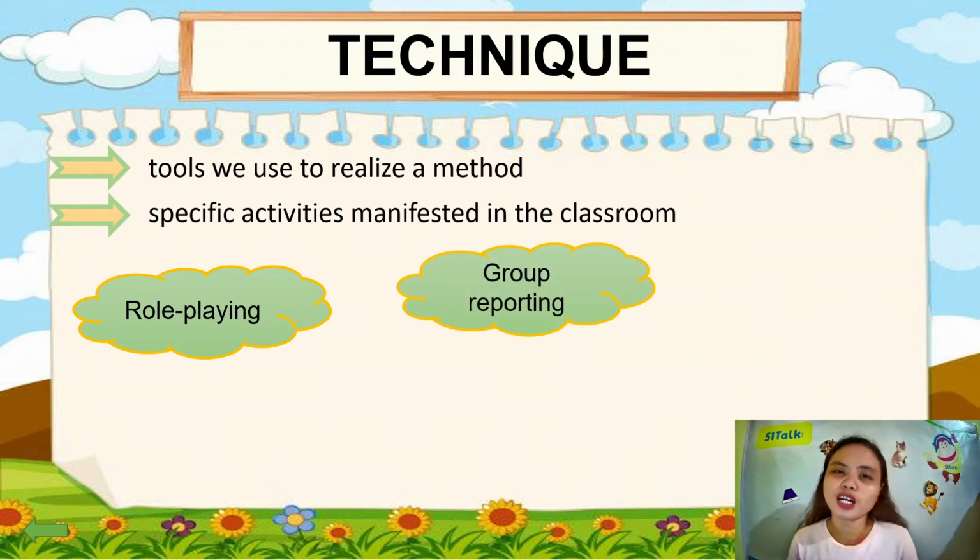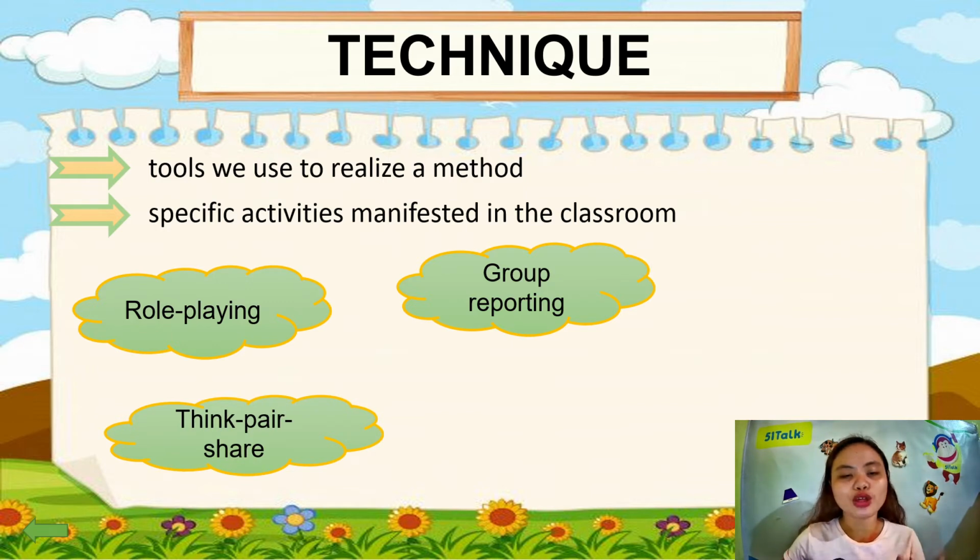Another is group reporting. So students are given topics or issues that they are going to report in the classroom. So each members of the group are assigned tasks to accomplish. So say for example, each group will have to search about a certain topic, the other is about a certain topic, and then they have to collaborate with each other in order to come up with a conclusion which they will report in the classroom.